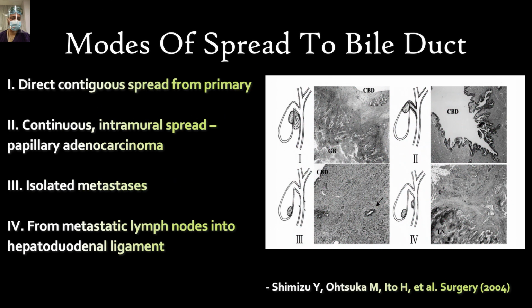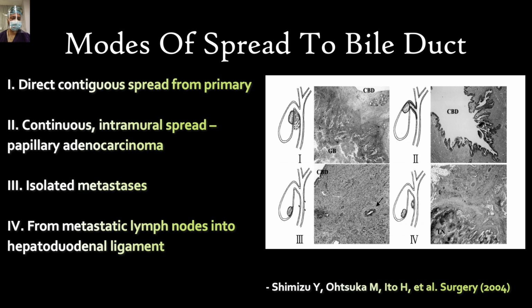This is an important part of our discussion, that you have to understand the mode of spread of these cancers to the bile duct. So first can be, as depicted in the first picture, a direct contiguous spread from the primary. So there is invasion which is going into the CBD, leading to the obstructive jaundice. Or there can be intramural spread in papillary adenocarcinoma, which is characteristic, where there is no external invasion and the tumor is going submucosally. And there can be isolated mets also, skip mets. Again, these are the features of the papillary.